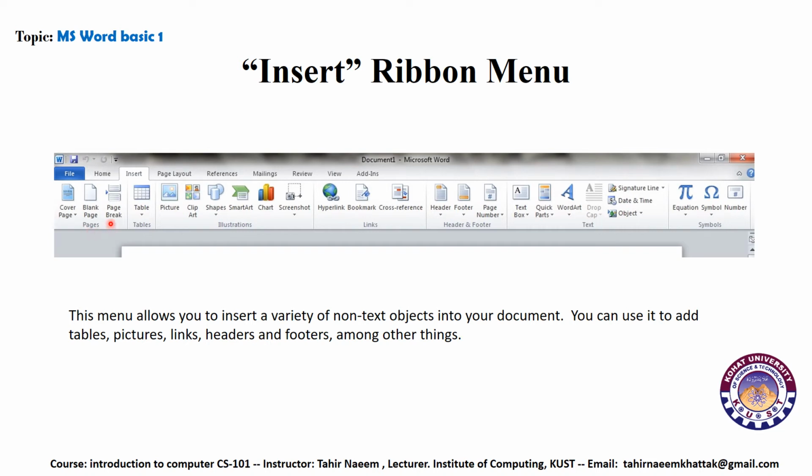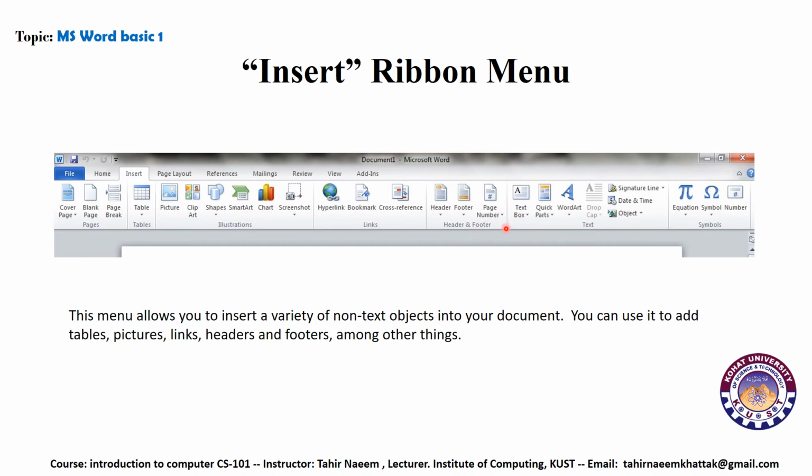First of all, pages. This group deals with the pages. Here we can insert a cover page or blank page or page break, while in table, as the name suggests, we insert a table. Basically, insertion means whenever we want to insert something into our document, we can insert it from here. These are all the features which we can insert into our document. Illustration means that if you want to insert charts or screenshots or shapes. Then there are references, hyperlink, bookmark, cross reference, header and footer.